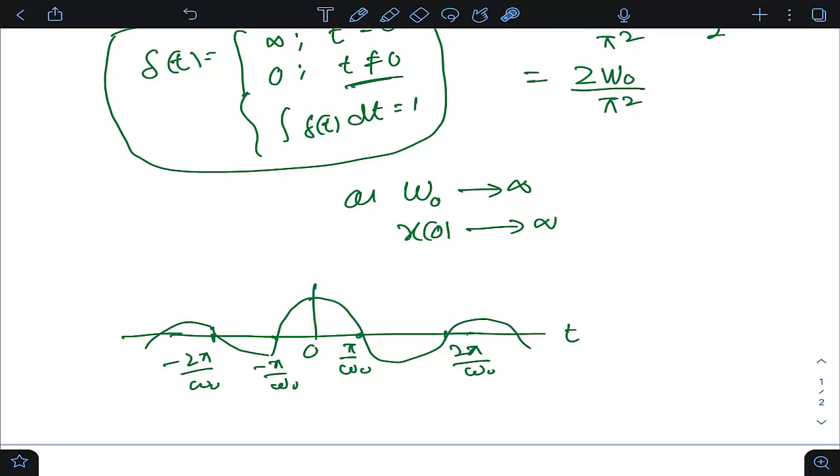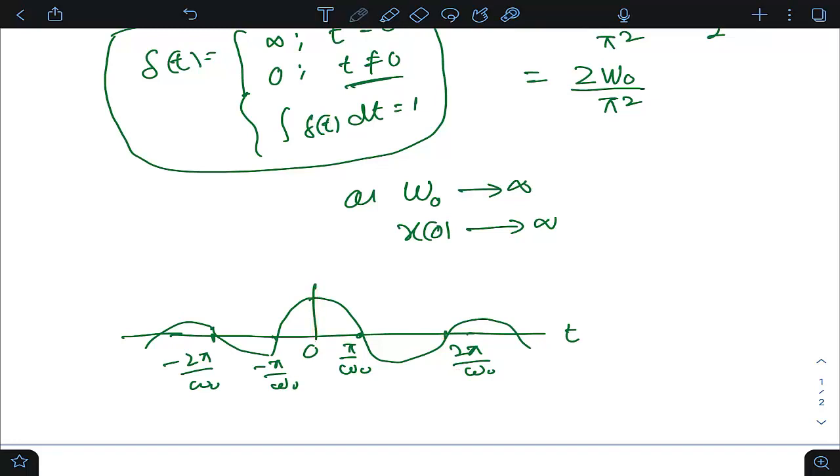Now, if you make omega naught tend to infinity, this ratio will be tending to 0. If this ratio tends to 0, it means the width of this signal is becoming 0. Not only this, every crossing point will be tending to 0. So they will be existing at a single point. Basically, all these points will be coming to the origin.